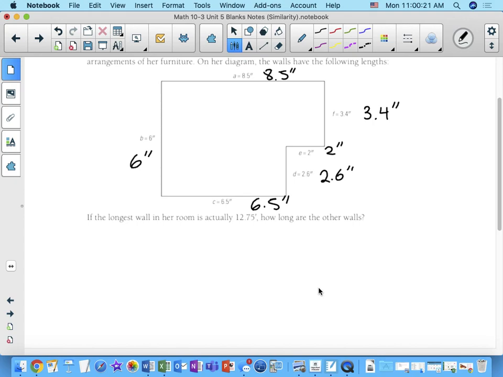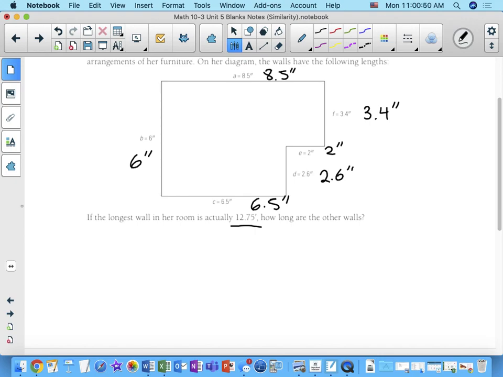Well, the longest wall is 12.75 feet. Which wall on her diagram is that going to correspond to? Which letter? A. Yes. How do you know it's A? That's the longest. Yes. So if we're told that 12.75 is the longest wall, that has to correspond to the longest wall on the diagram.